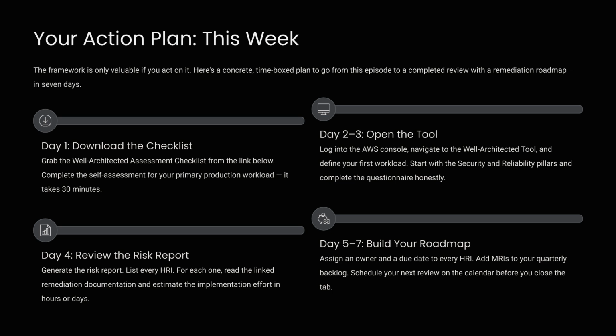Your action plan this week. Day 1, download and complete the checklist. Days 2 to 3, define your workload in the tool and complete the security and reliability pillars. Day 4, review the risk report. Days 5 to 7, build your roadmap and schedule your next review.